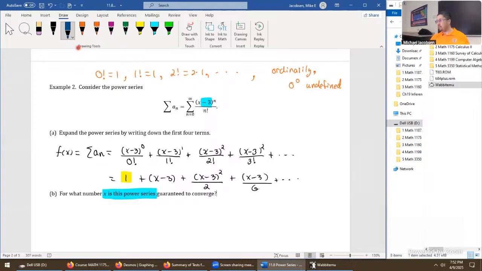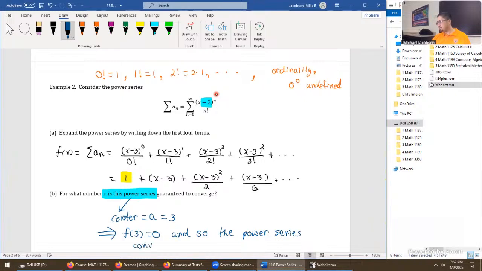It ties in with the center, which we can find by taking the opposite of whatever the number is right there. Center equals a, which is equal to 3, which implies f of 3 is going to be 0. And so the power series converges on its center.